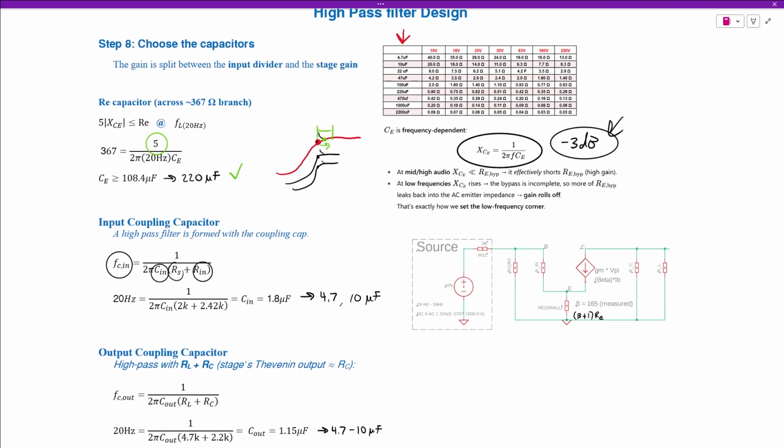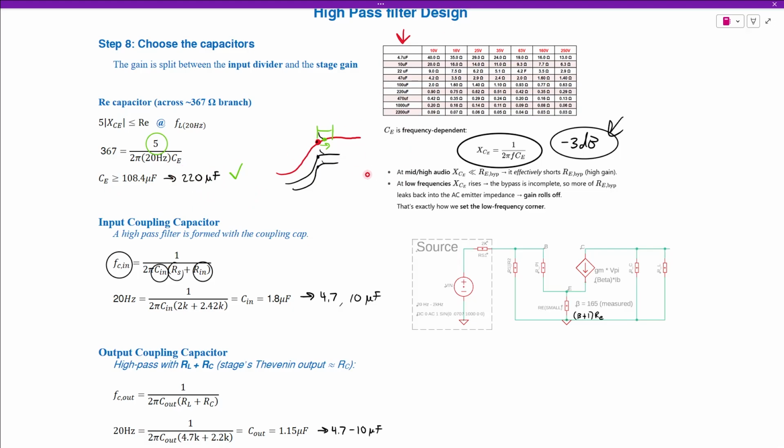So shifted, it comes out to 108.4 microfarads. We consult our standard value chart. We see 100 is very close, but it's low. We don't want to be low. Again, greater than 108. Next one up is 220. So we're going to choose 220 in our circuit.